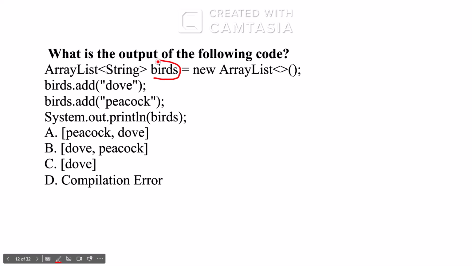We are creating an array list called birds. Okay. So first I am adding dove in index 0 and peacock in index 1. Okay. So I am printing birds. So you have to remember the array list follows the order of sequence. In whatever order you are entering the elements, in that order only all the elements will be stored. So while printing this also, it will print in the same order. First dove will be printed, then peacock will be printed. So option B is the right answer.